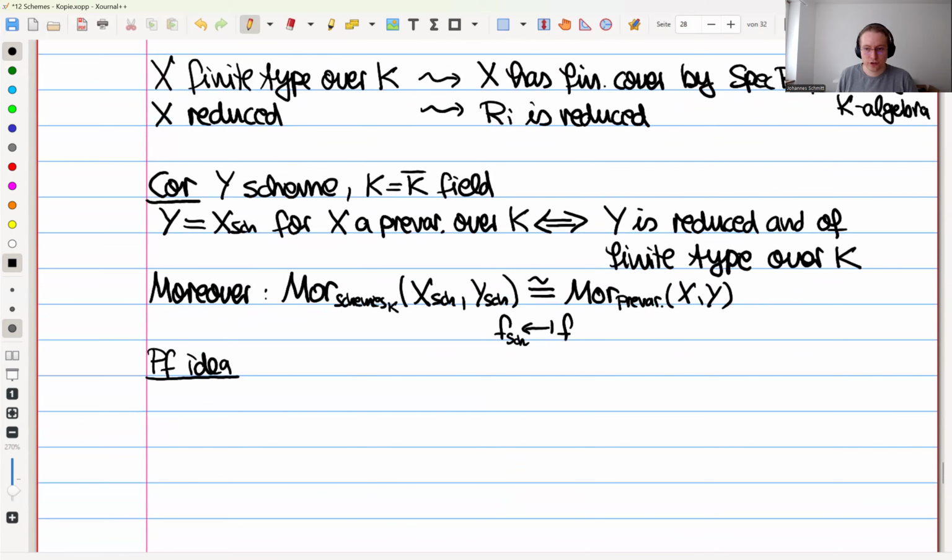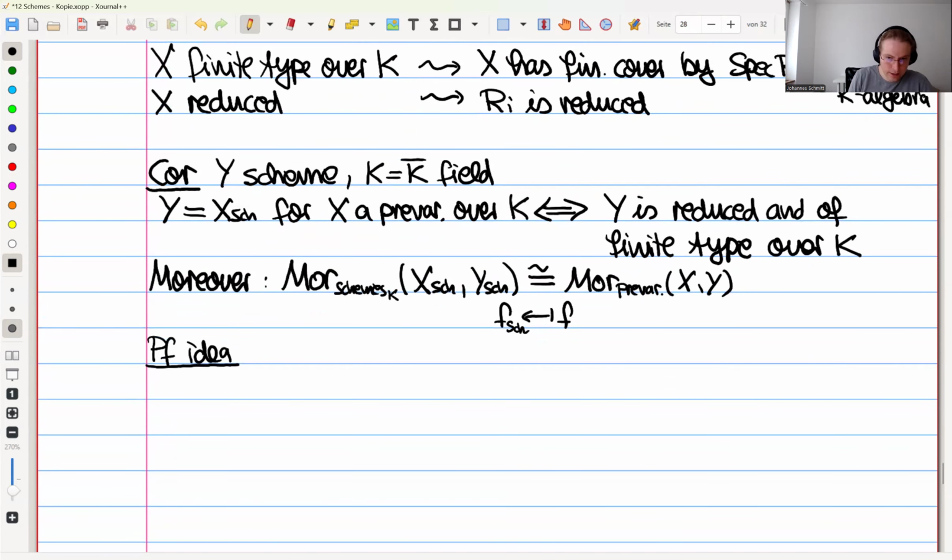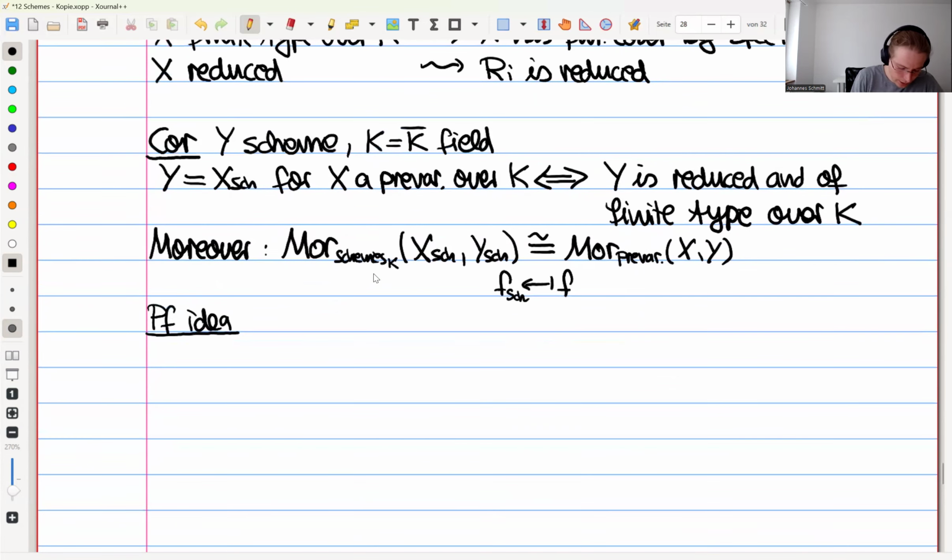And so let me again just give the proof idea. So let's say we have this Y having all of these properties here. So basically we show how to go from here to there. That's the interesting direction. So you assume all of these properties, and then you need to come up with this pre-variety X such that Y equals X scheme, right?